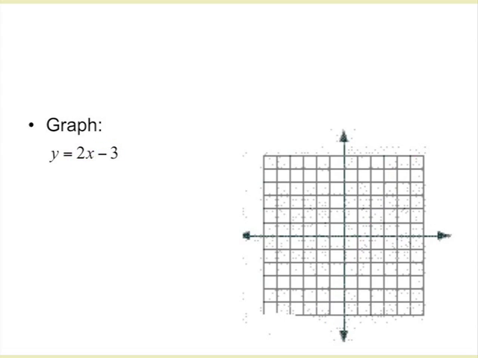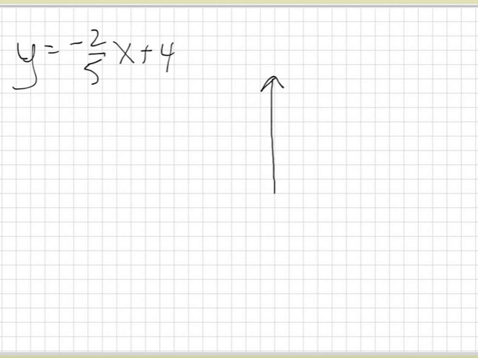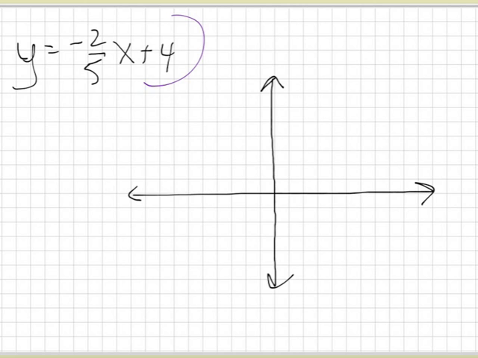Okay, I want to actually do one more that's not in your notes. One thing that didn't come up in any of these that can and will come up is an example like y equals -2/5 of x plus 4. Okay, so in this equation, what is our intercept or b value? 4. So I'm going to go up to +4 and put a dot.